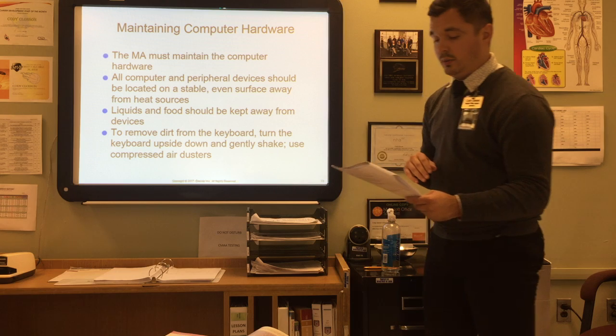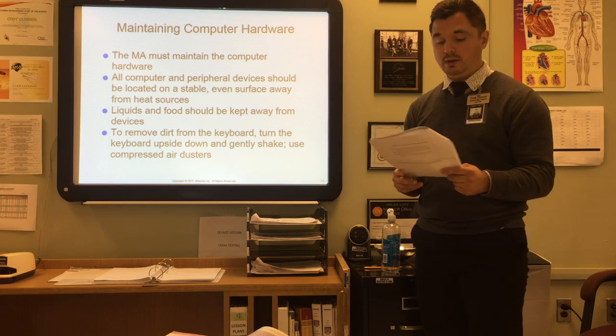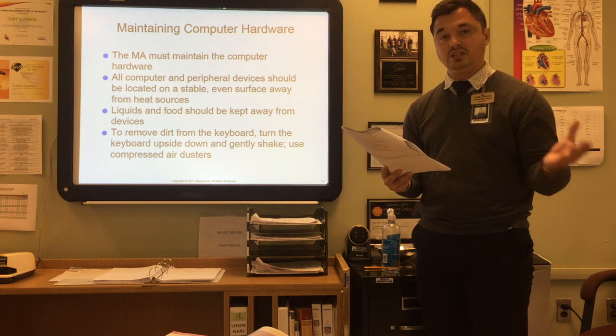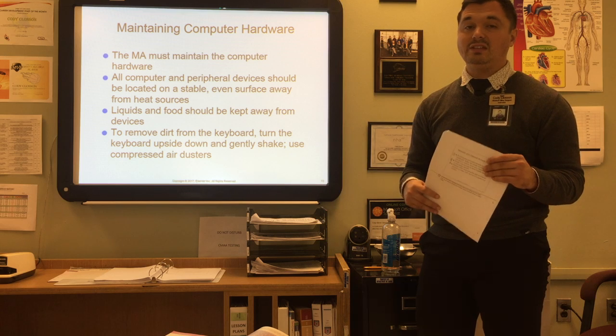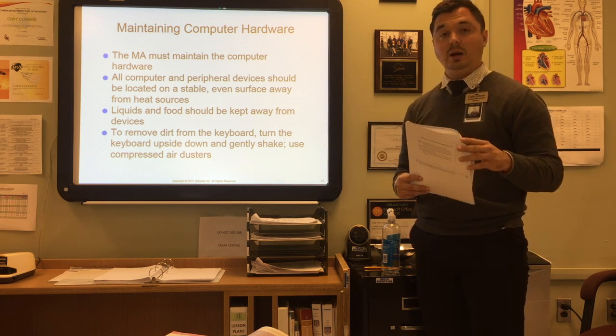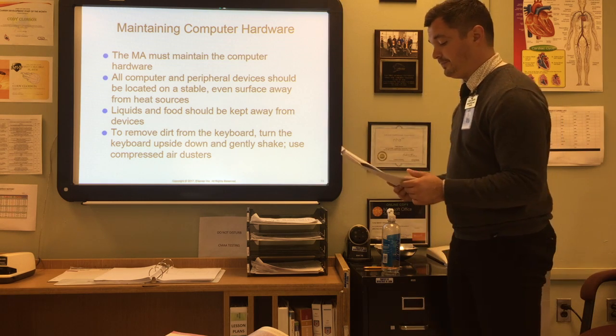Maintaining computer hardware. The medical assistant must maintain the computer hardware. That is part of your job. The maintenance level depends on the size of the medical office and whether the medical office has information technology or external support. If they have an IT program at your office, you might not have to maintain the computers as much. However, if you're a small clinic, you will have to maintain the computers more often.